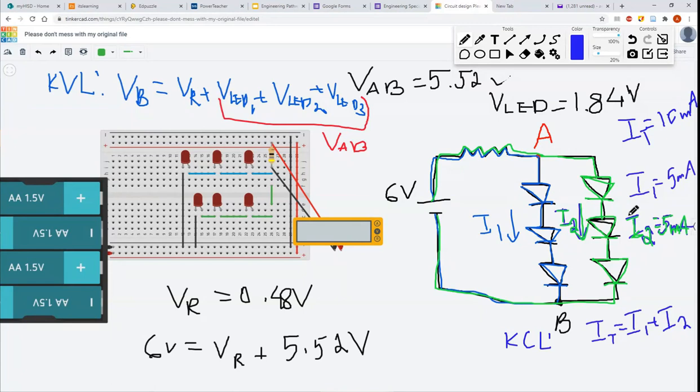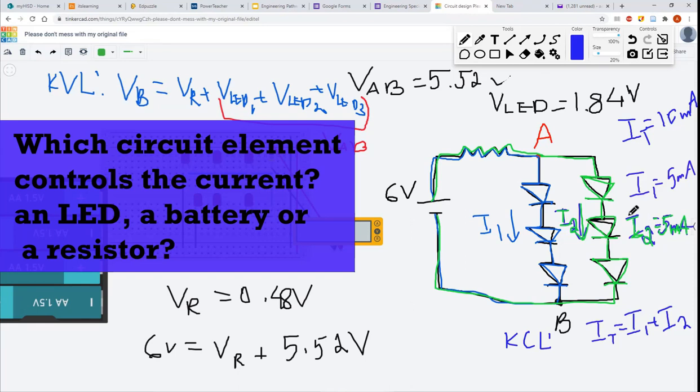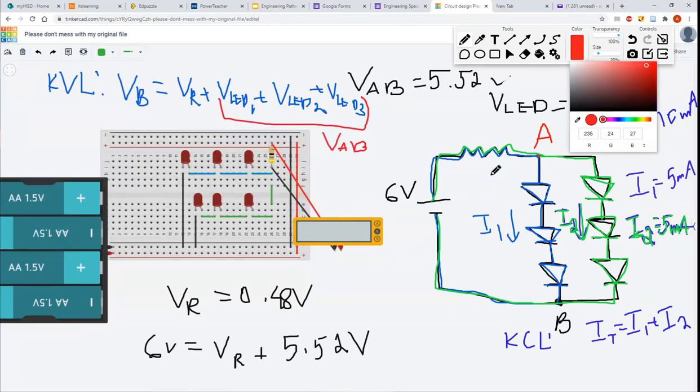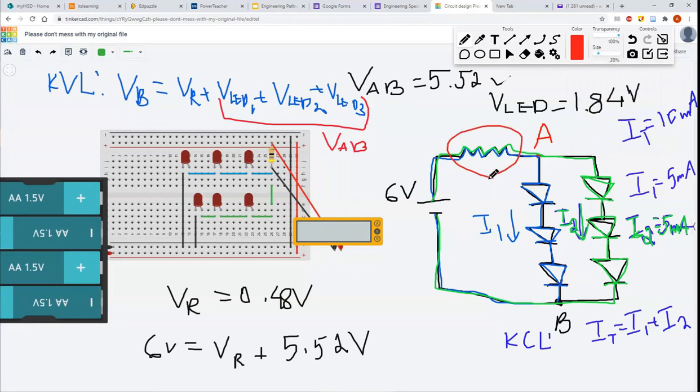Now here's the question: how can you force this circuit to have a total of 10 milliamps? What is the name of the circuit element that controls the current in the circuit? In this circuit, we have three elements, right? We have a battery, a resistor, and an LED. Which one of these three controls the current? It's the resistor. The resistor is the one that's going to control the current.